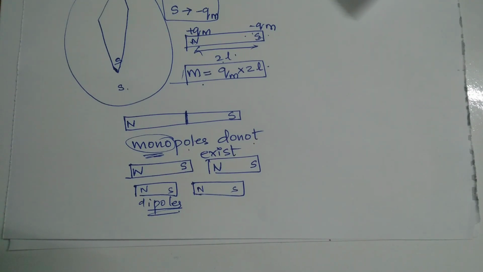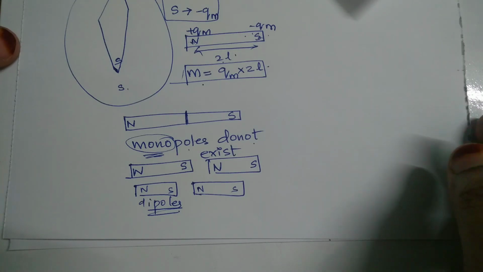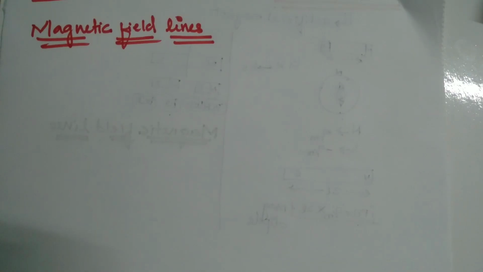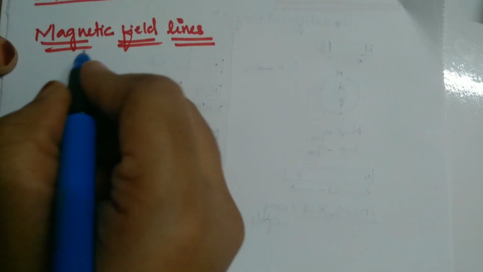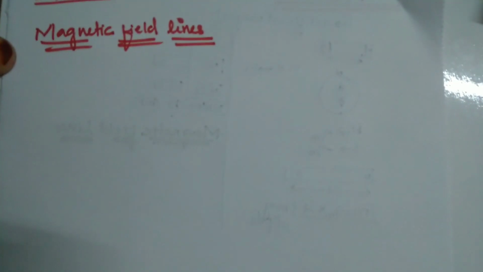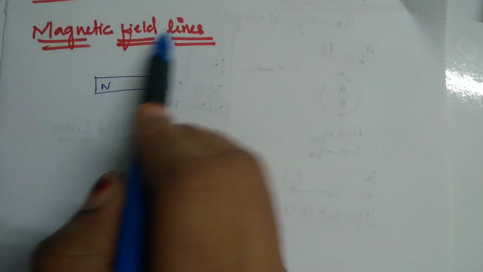Okay, there always exists a dipole. Hope you have understood what a bar magnet is and what the basic properties of a bar magnet are. We have a very important concept, that is magnetic field lines. There are certain properties of magnetic field lines. As we have studied about the bar magnet, similarly here, suppose you have a bar magnet, then we have magnetic field lines.